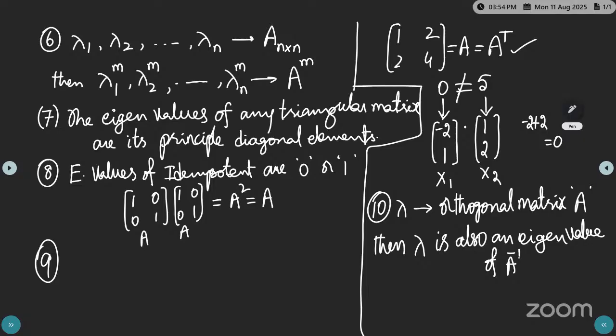When A is an orthogonal matrix, what is the property for an orthogonal matrix? A transpose equals A inverse. Do you have that property or not? When lambda is an eigenvalue of A, lambda is also an eigenvalue of A transpose. If lambda is an eigenvalue of A transpose, lambda is also an eigenvalue of A inverse. Since you are having the property A transpose equals A inverse for an orthogonal matrix, what you can say? Lambda is also an eigenvalue of that A inverse, provided A is an orthogonal matrix. Is it okay or not? So it is clear. Still we have 5 more minutes.